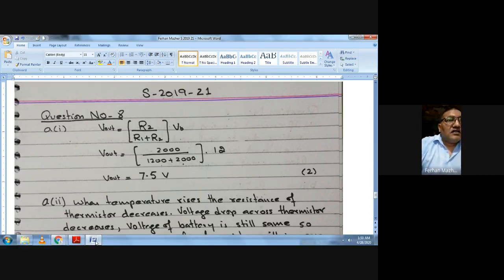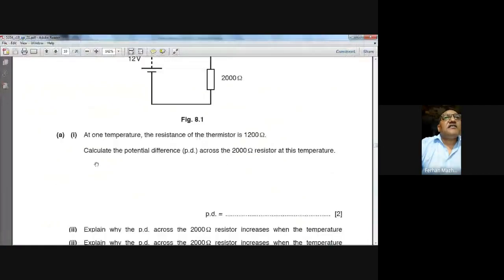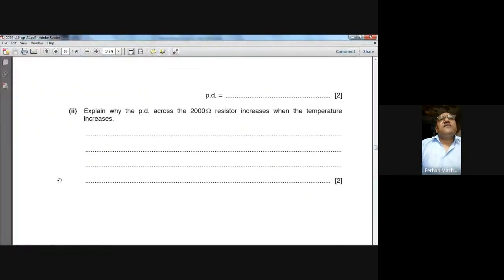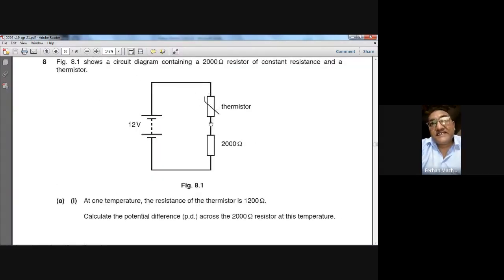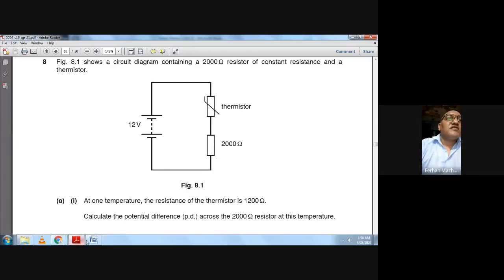Okay, the next part is: explain why the potential difference across the 2000 ohm resistor increases when the temperature increases. You see, when the temperature increases, the resistance of the thermistor decreases. So it will take less potential drop, but the EMF of the battery is still the same. So when the thermistor takes less potential drop, the resistor will have to take more potential drop. I have written its answer.